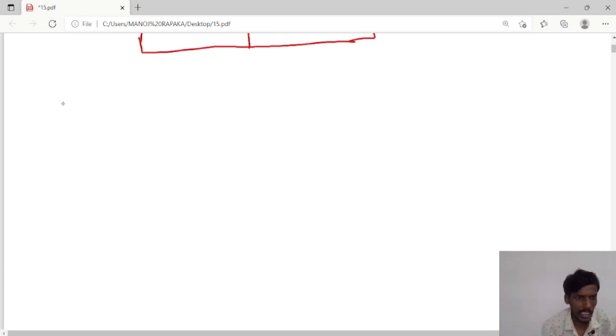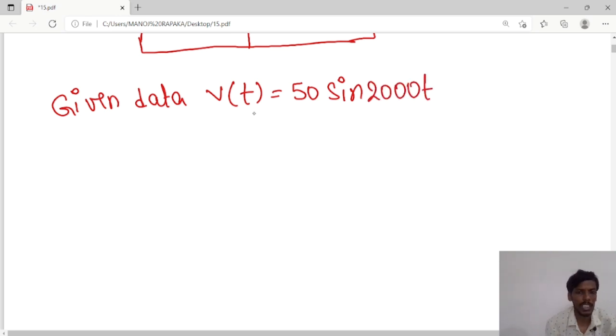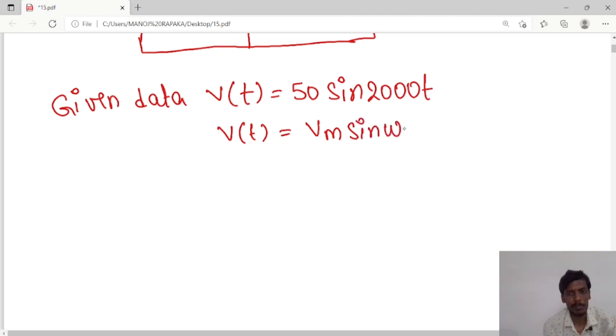He has given that the voltage is V of t equal to 50 sine 2000 t. We can compare 50 sine 2000 t with the normal voltage equation V of t equal to Vm sine omega t. If you compare this with the voltage equation, the omega value will be 2000, and the maximum value of voltage will be 50 volts.